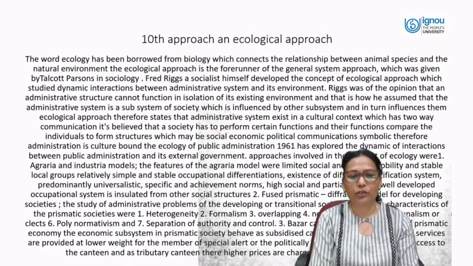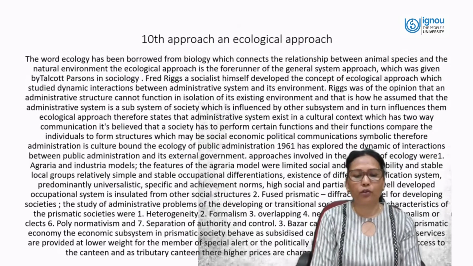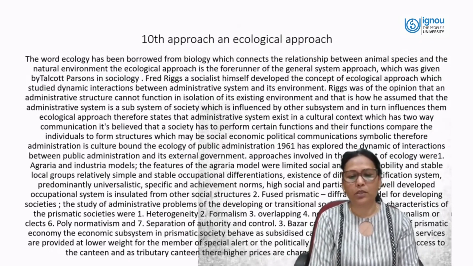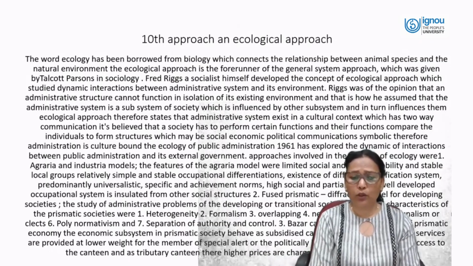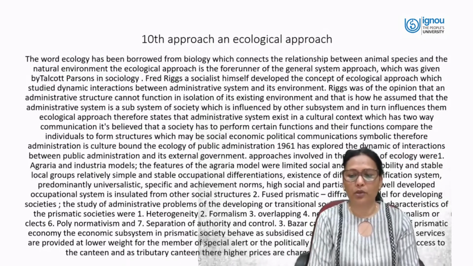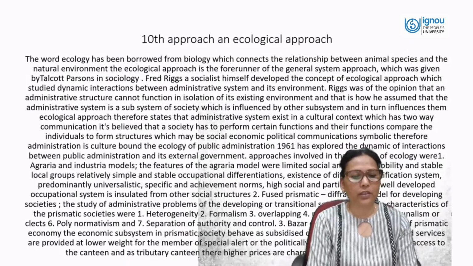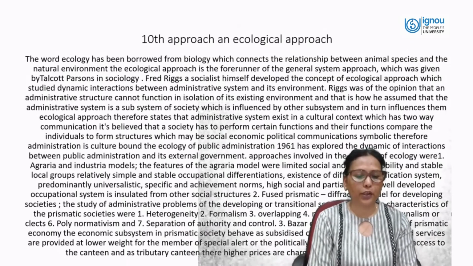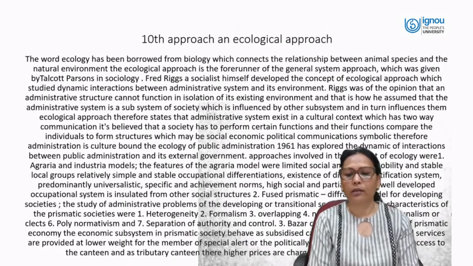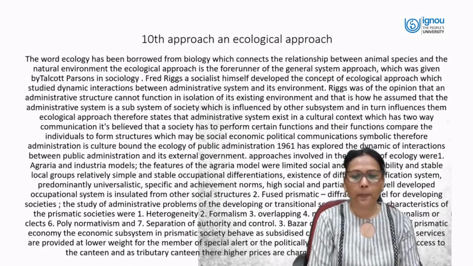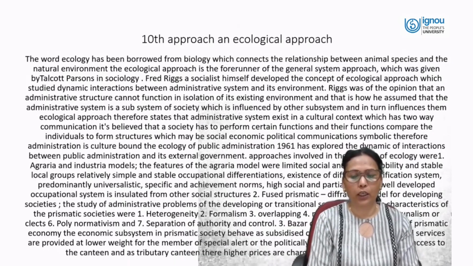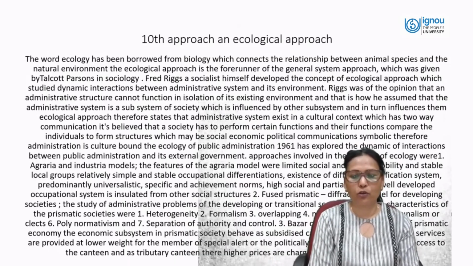The basic characteristics of the prismatic society were: first was heterogeneity, second was formalism, third was overlapping, fourth was nepotism, fifth was polycommunalism or elite, sixth was polynormativism, and seventh was separation of authority and control. That was the second model in the ecological approach, the fused prismatic and refractive model.